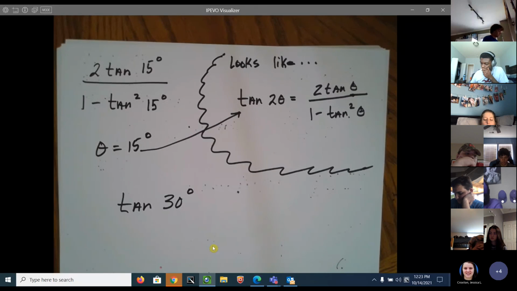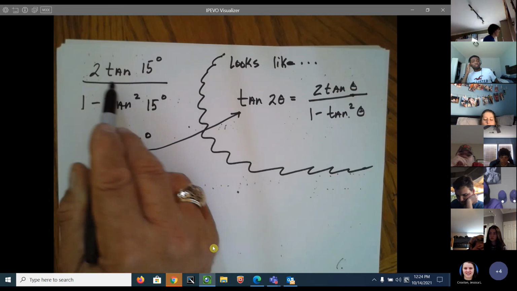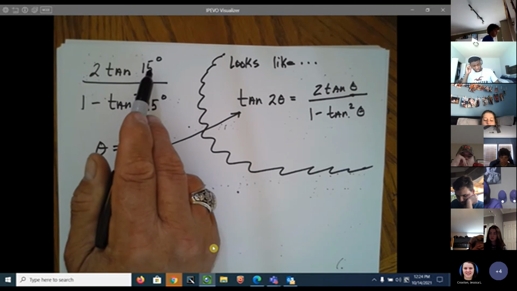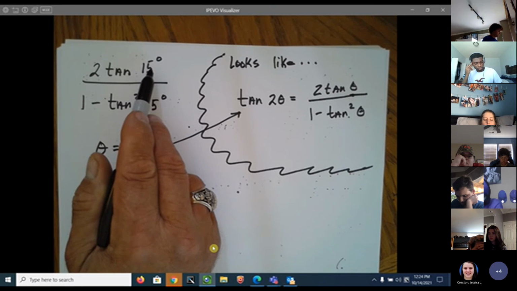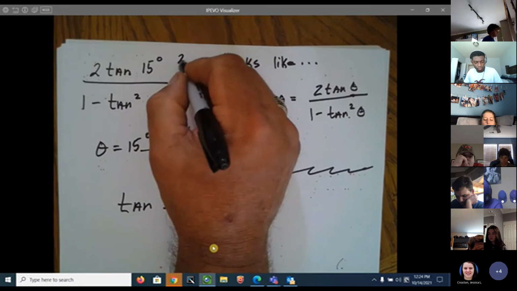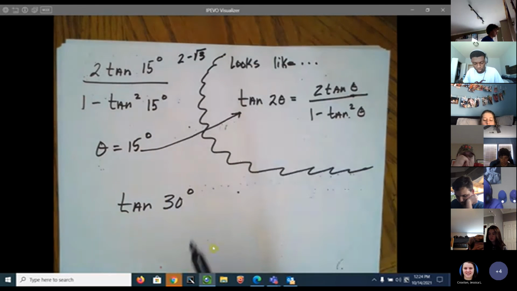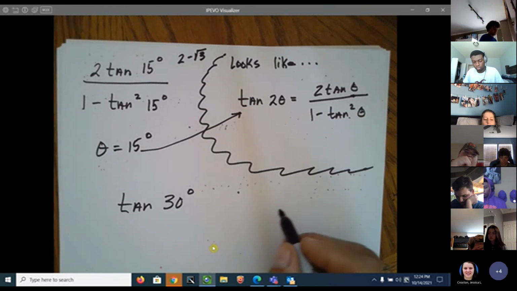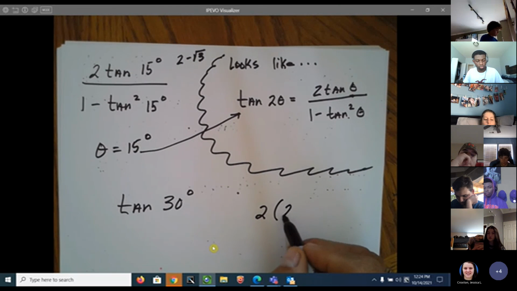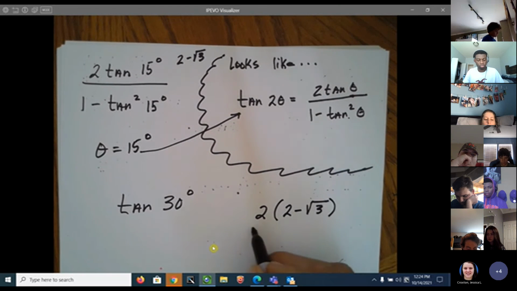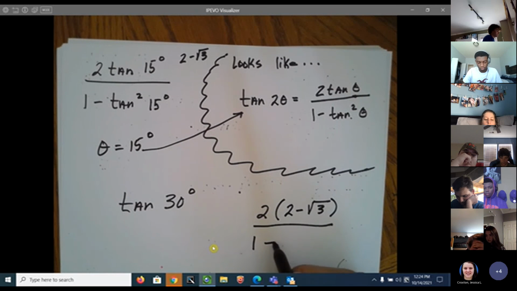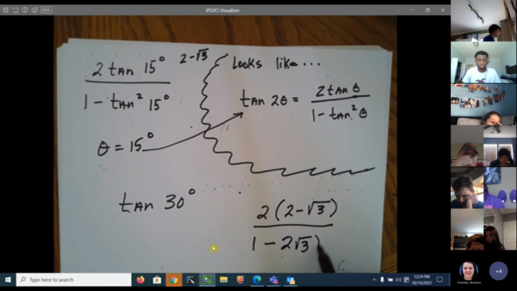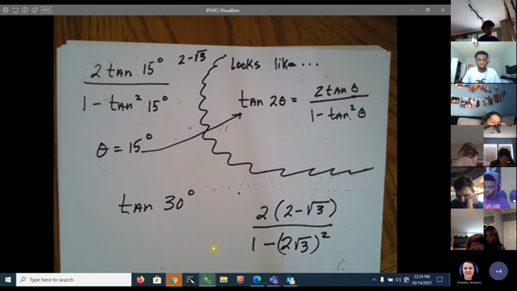Now, you can do it this way, or you can do the whole thing out. Let's see, what is the tan of 15 degrees? I think it's 2 minus the square root of 3. And plug that in here and here. So you would get 2 times 2 minus the square root of 3 over 1 minus 2 minus the square root of 3 squared, because of that square right there.